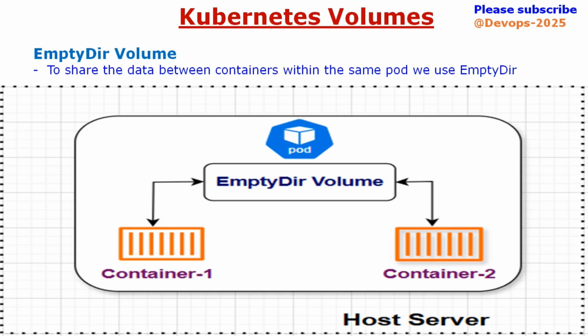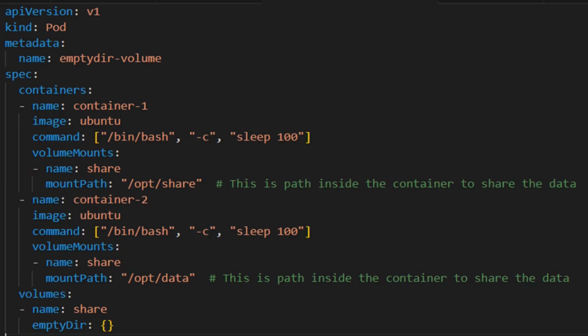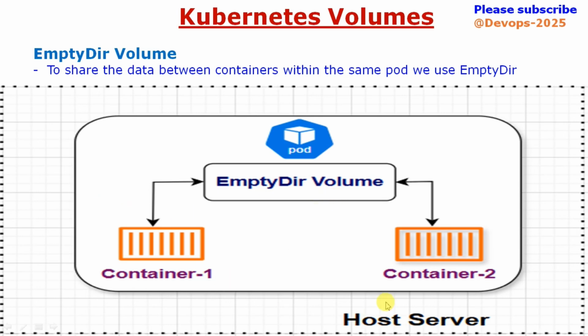I will share that code and we are going to see it. This is the sample code. Here I am going to create two containers, container 1 and container 2. The pod name I have given is emptydir-volume. From here to here is container 1. In container 1 I use Ubuntu as the image, and the volume mount name is share. We mount it to one of the folders in the host machine.